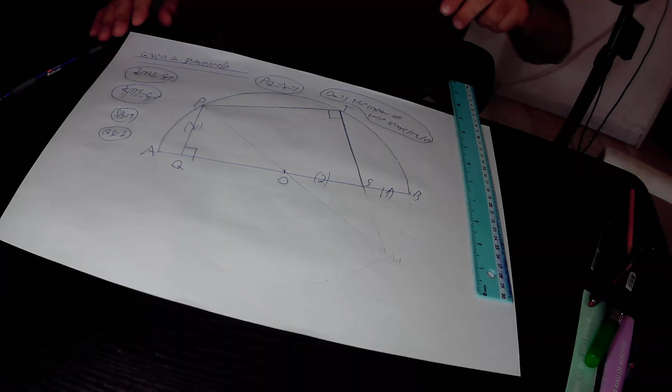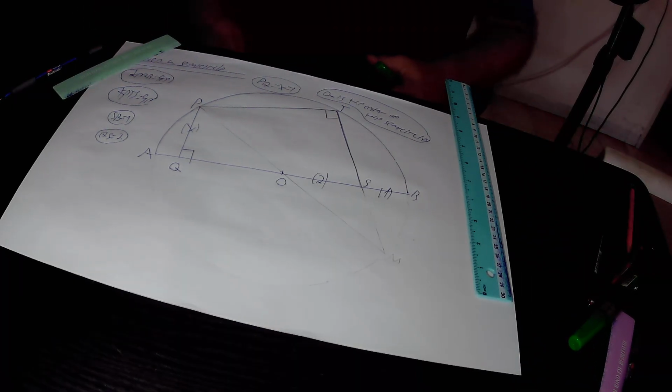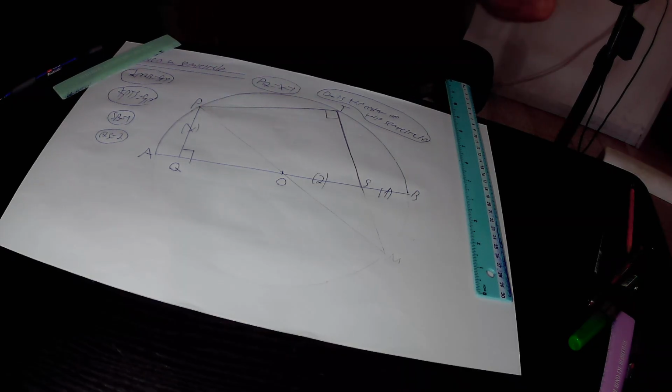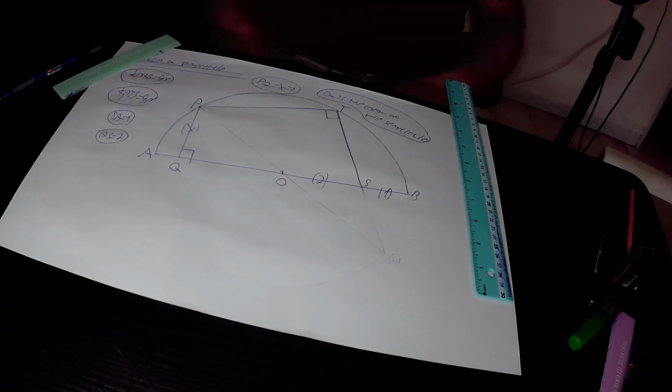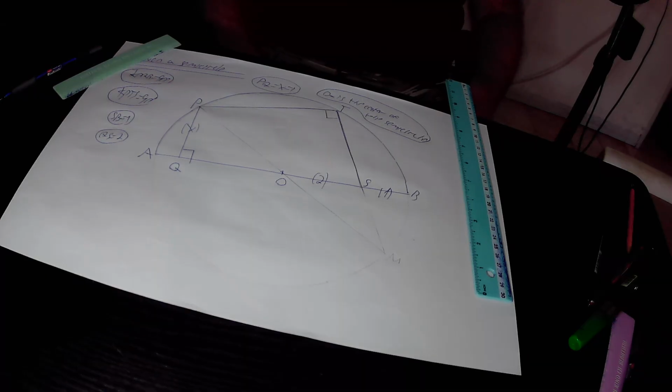Our task in the second question is to find out the length of this line segment PQ, which is equal to x. We have to find out the value of x. So in the drawing we have a semicircle. Point O is the center of this semicircle.